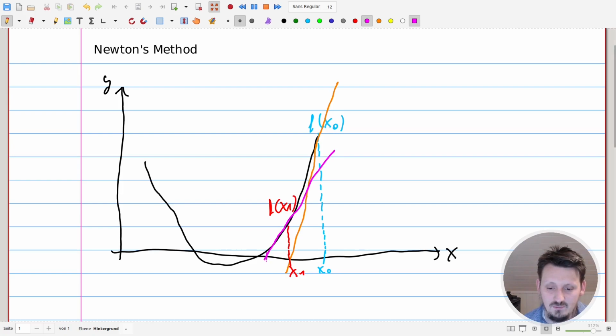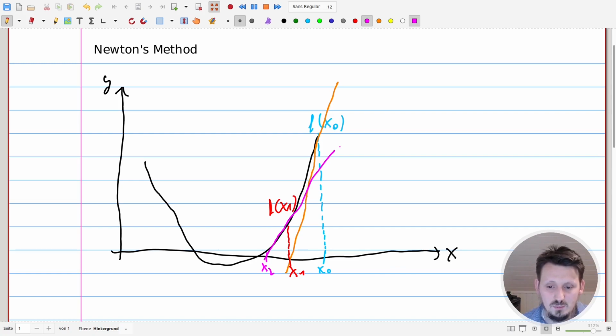And then we have another value here, x2. And then we can do the same again and again and again, until we finally see that the more often we do that, the closer the intersection of the tangents with the x-axis gets to the root of this function. So if you do it an infinite number of times, you will get the exact value. And as you can see, this is a very powerful method.